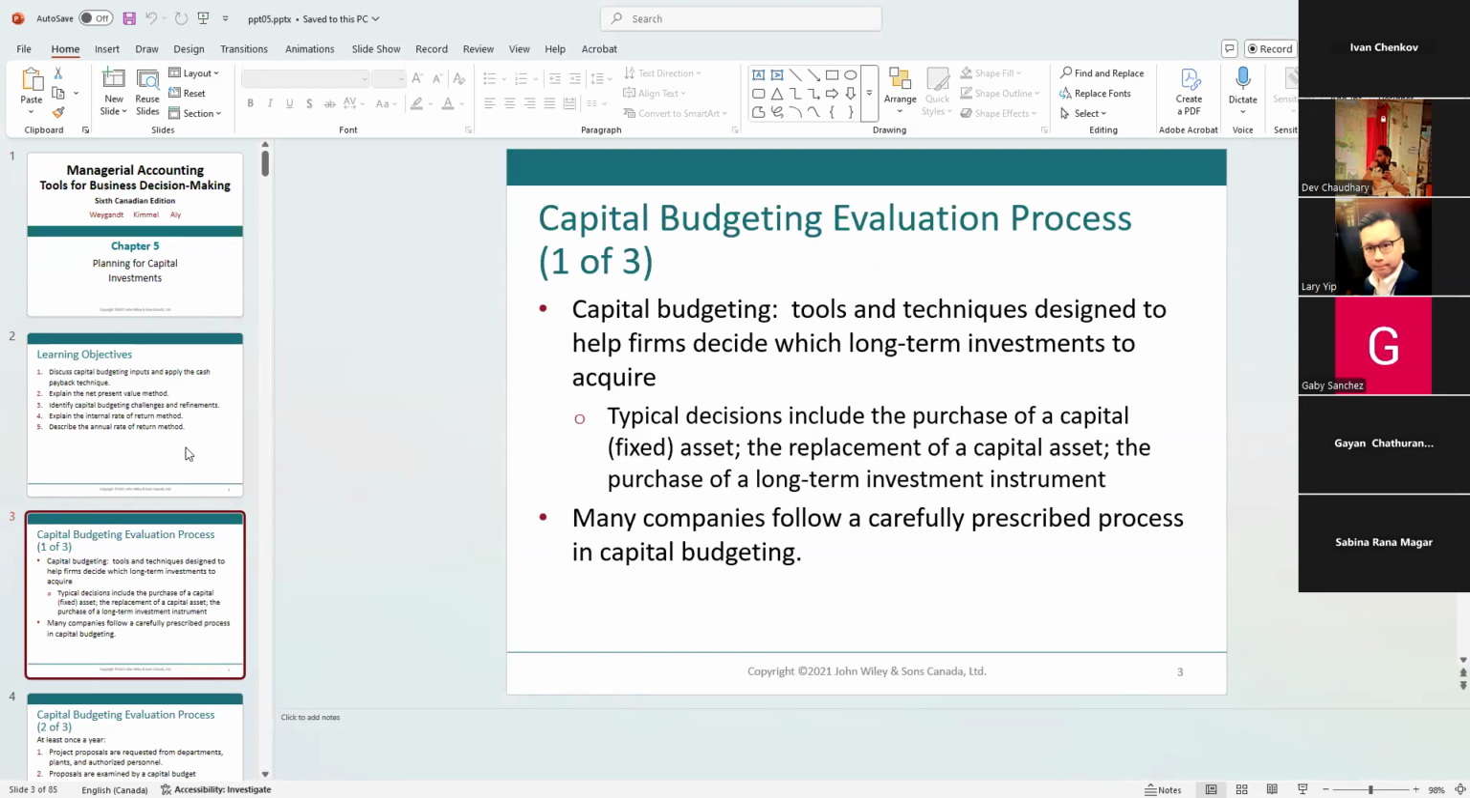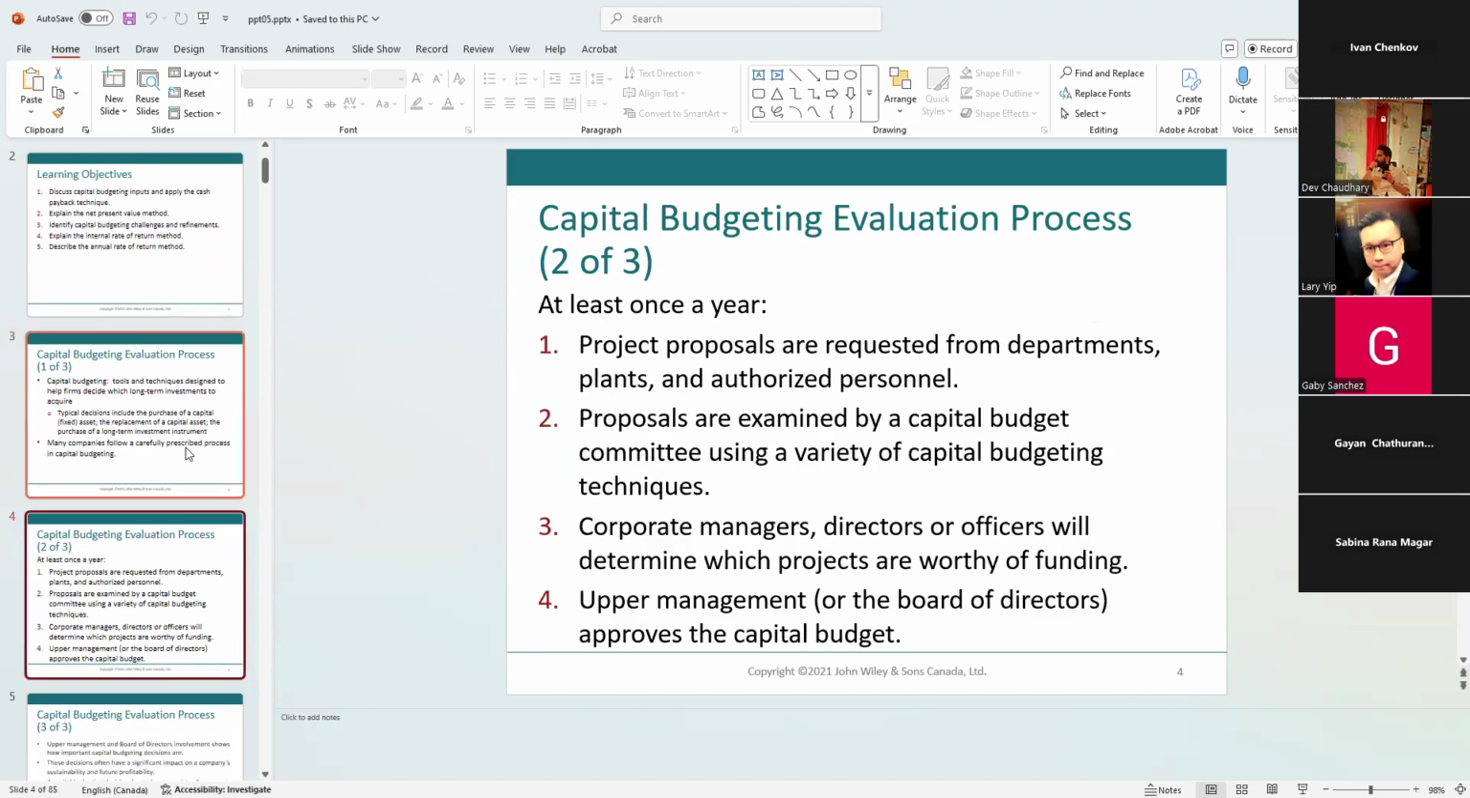So for the capital investments, we're going to use tools and techniques which will help the company to evaluate the options. Now the options will be either to purchase a new asset, to replace the existing asset, or to purchase a long-term investment.